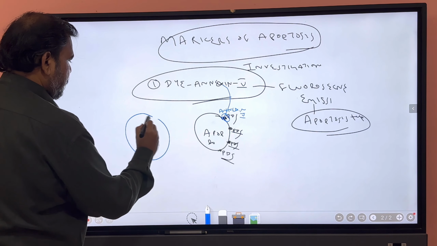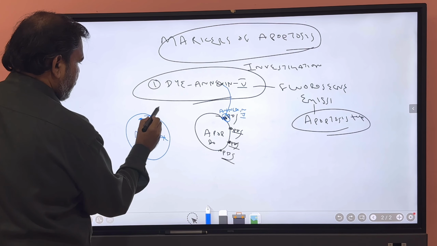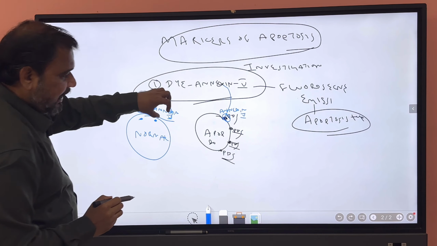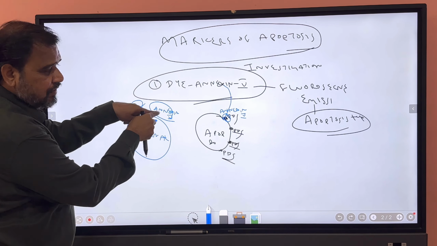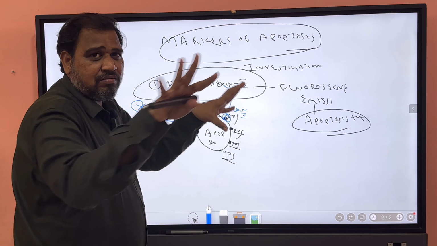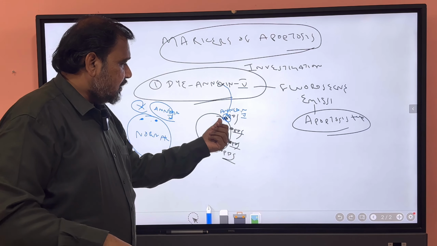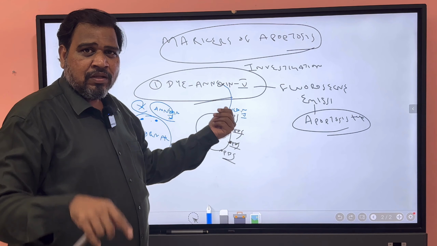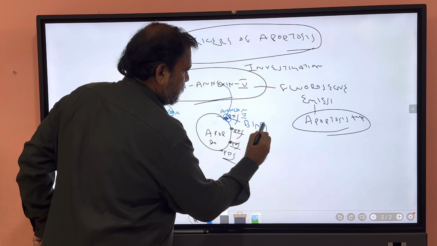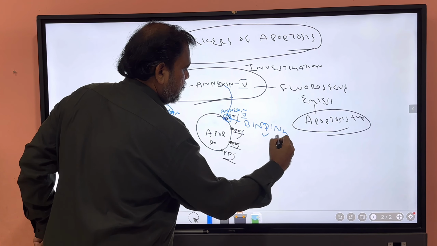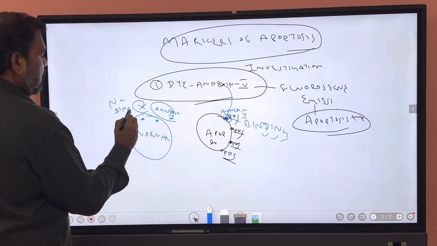Now let this be a normal cell, and phosphatidylserine is inside. Now this annexin 5 I am putting, no binding, because annexin 5 can bind only if the phosphatidylserine is outside the membrane, which is present only in apoptosis. Only because of caspase activation, that process of apoptosis, the phosphatidylserine will come to the surface. Only if it comes to the surface, binding occurs. Here binding occurs. Here no binding.